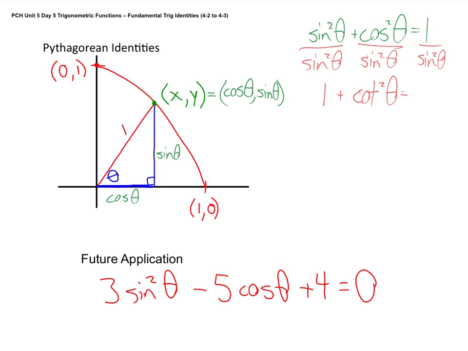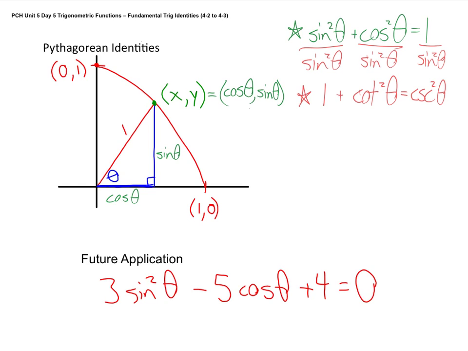And then what's 1 over sine squared? Cosecant squared theta. So guess what? There's the second of our Pythagorean identities.